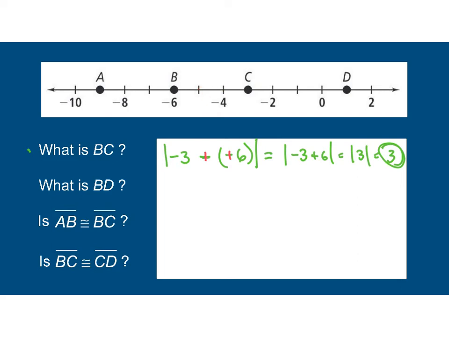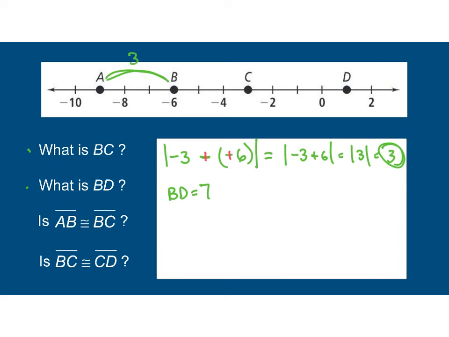Those are 3 away. So what's BD in this case? Well, BD starts at -6 and goes to +1. So I'm going 1, 2, 3, 4, 5, 6, 7. So BD, the way I'm going to denote this, I'm going to say BD equals 7. Please practice working on good notation. Now look at how we're asking question 3. Is segment AB congruent to segment BC? Do they have the same lengths? Well, how far is AB over here? AB is 1, 2, 3 units away.